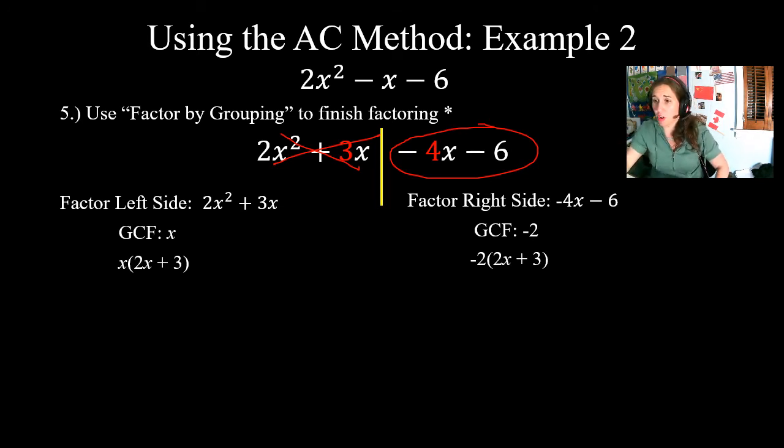Okay? And again, if you're not comfortable with jumping from here to here, then you need to pause the video, take this negative 4x minus 6 and divide each term by your GCF, by negative 2, see what you get, and do it out the long way, okay?